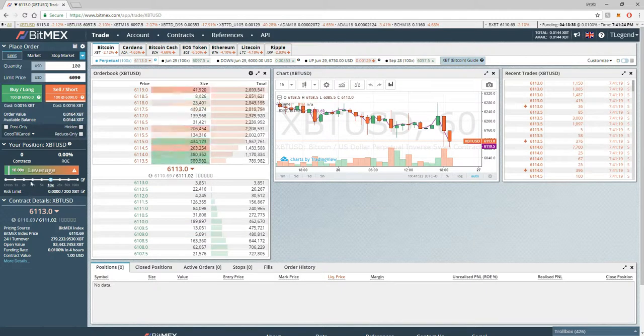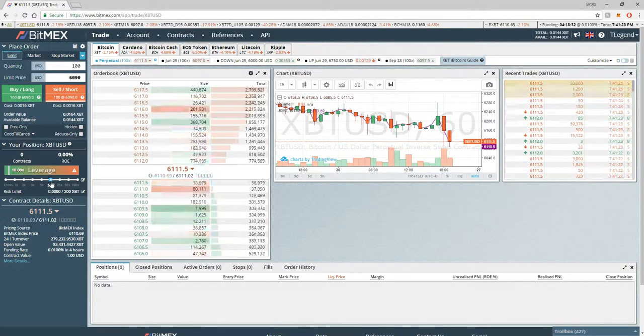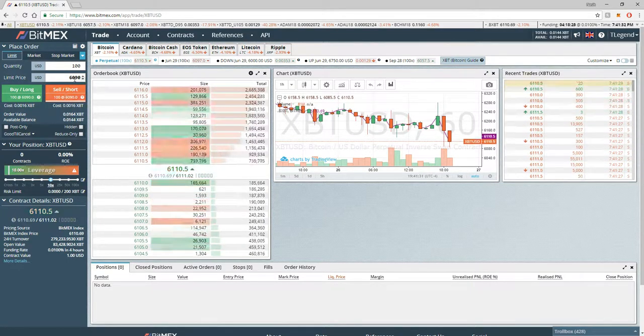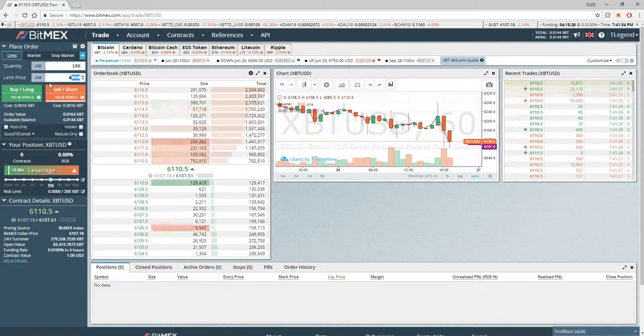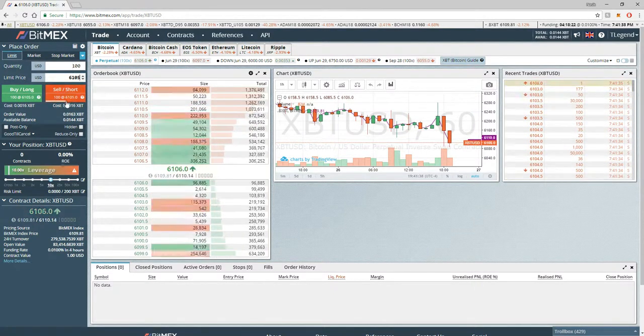I do suggest, if you're first starting off, only use anywhere from 2 to 3x. Do not go all the way up to 10x because your liquidation price will be higher. So if I was to begin, let's say I did want to short Bitcoin at its existing price, let's do 6,105, $100. I want to short it.